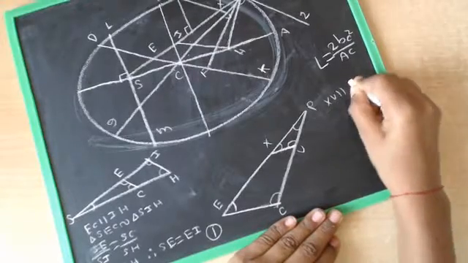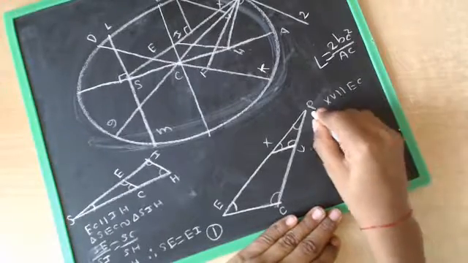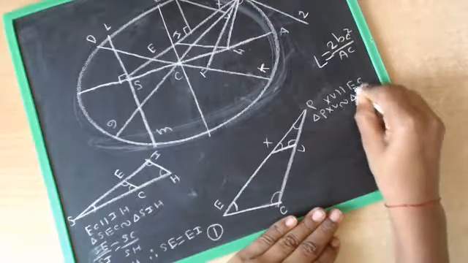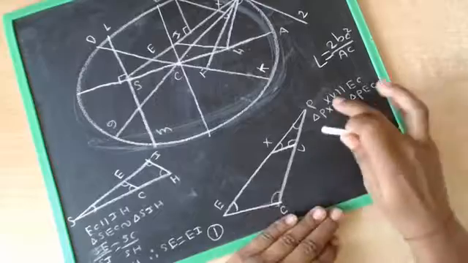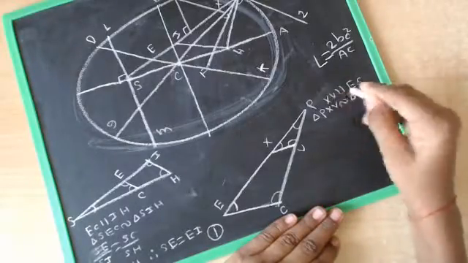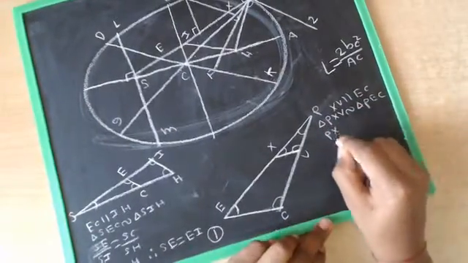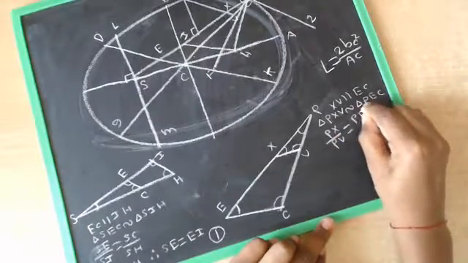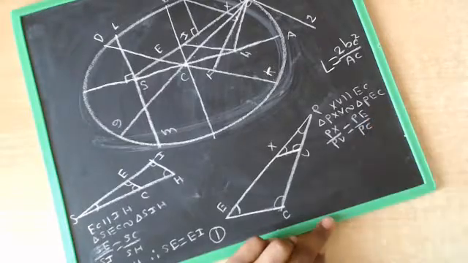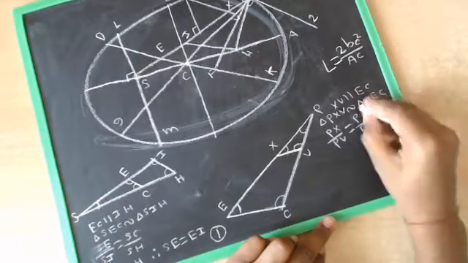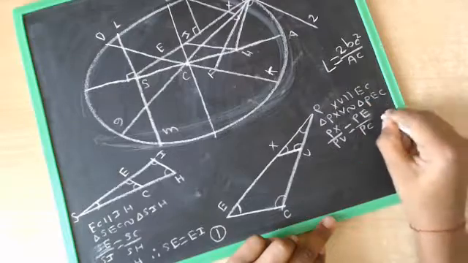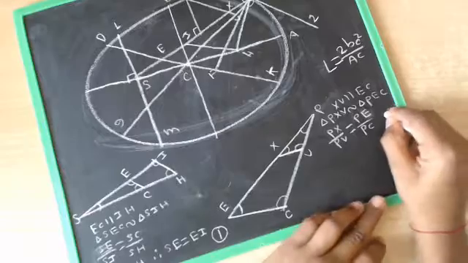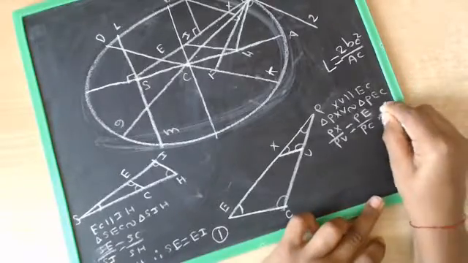And XV is parallel to EC, and triangle PXV is proportional to triangle PEC. And PX by PV is equal to PE by PC. And they're equal because the ratios of corresponding sides of similar triangles are equal, and we can call that equation 2.